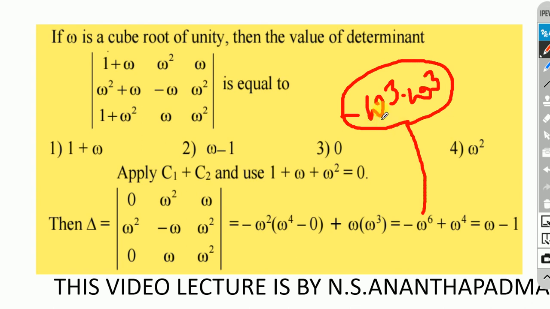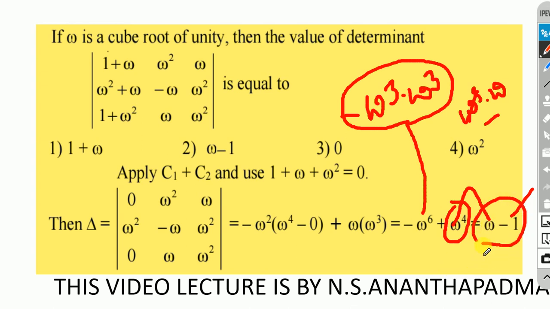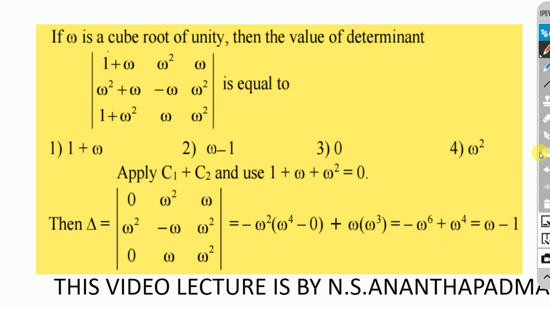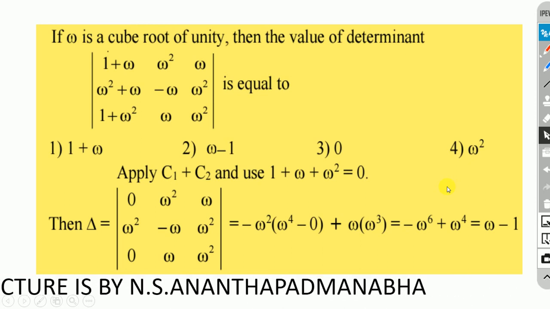So omega cube is 1, therefore minus 1 into 1 is minus 1 here, and omega to the power of 4 can be written as omega cube into omega, that is, a cube is a to the power of 4 is a cube into a. Omega to the power of 4 is omega cube into omega, omega cube is 1, therefore omega to the power of 4 is equal to omega. So we are left with omega minus 1, which is in option 2. So option 2 is the right answer for this question.